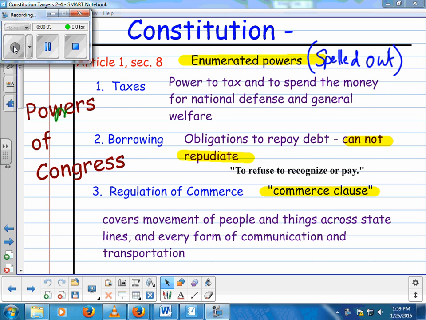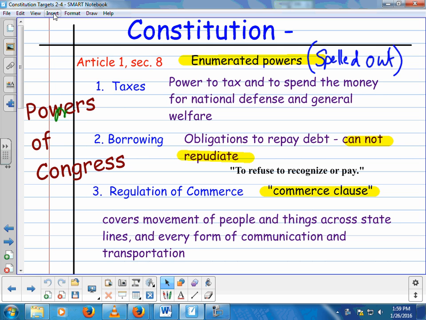Okay, we're going to spend time right now going over Article 1, Section 8, which is about the powers of Congress.